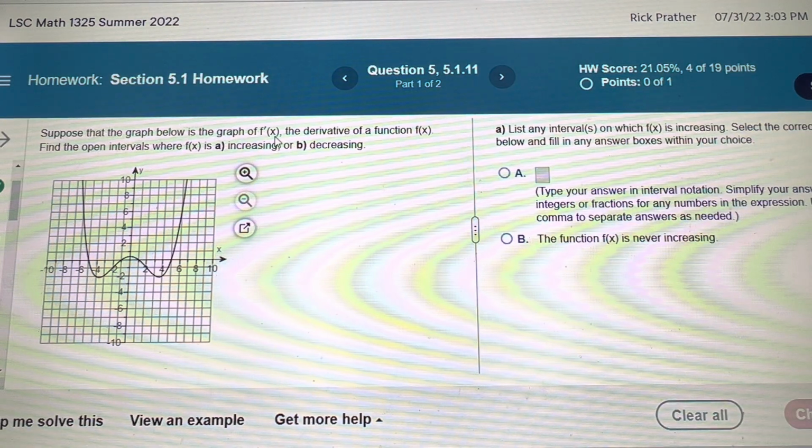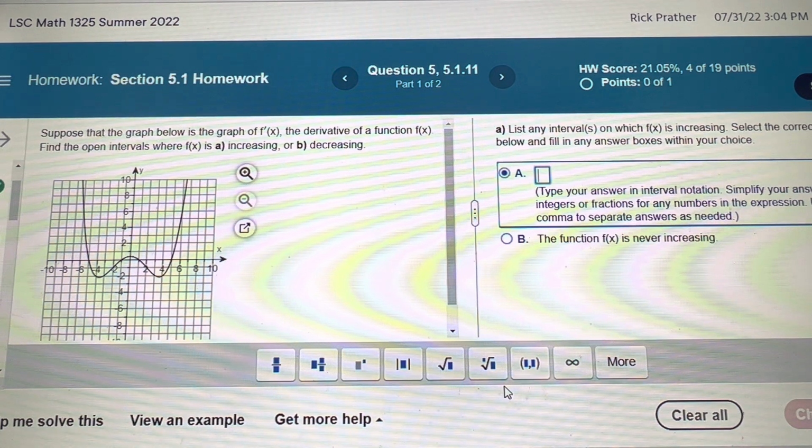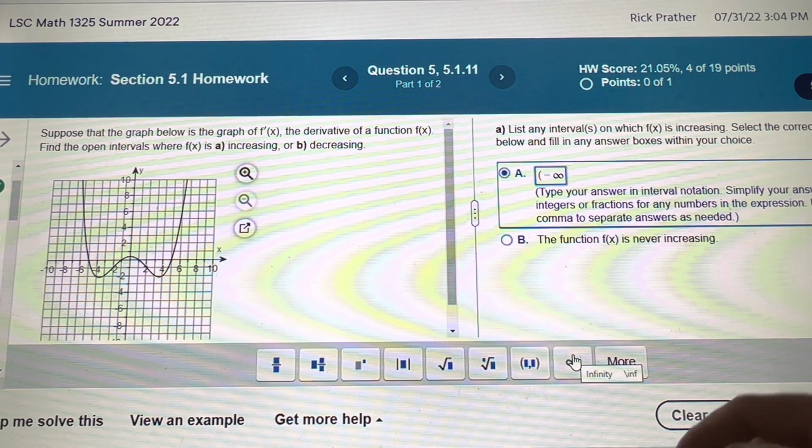So again, you have to look carefully. Are they giving you the original graph or are they giving you the derivative graph? This is the derivative graph. So if I want increasing and decreasing, all I care about is what portion of the graph is above and below the x-axis. This portion here seems to be decreasing, but that's actually the original function increasing, because from right here, this entire portion of the graph is above the x-axis. So I'm going to be increasing from negative infinity until I get to negative 5, since all of that's above the x-axis.